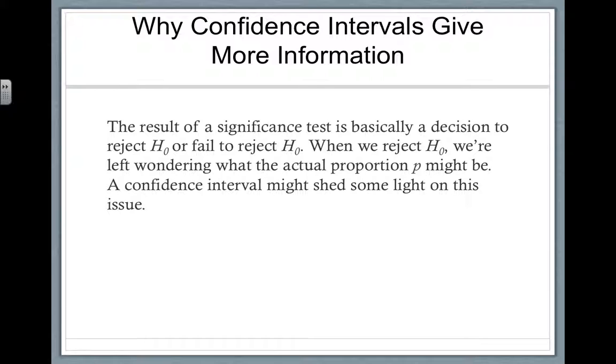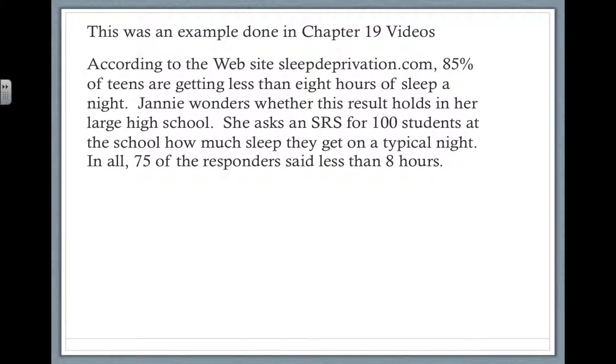So we actually know more from a confidence interval than a significance test. If you reject your null hypothesis, you don't know what your proportion is, but a confidence interval can tell you where your proportion should lie. So let's take a look quickly at an example. We'll look at the significance test, and then we'll look at what our confidence interval would tell us.